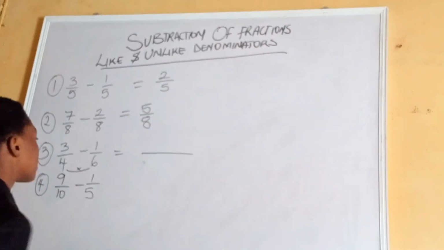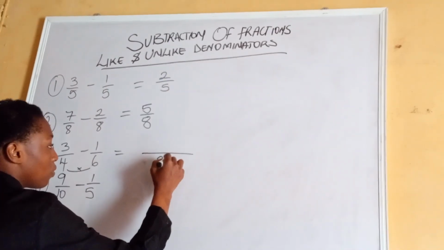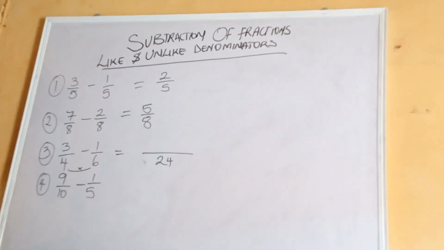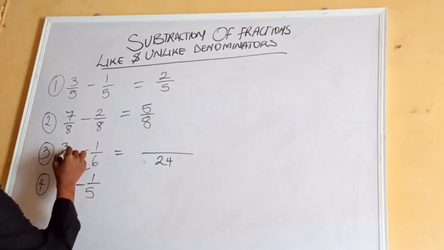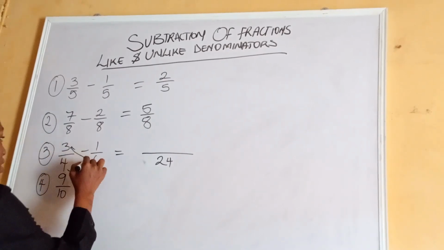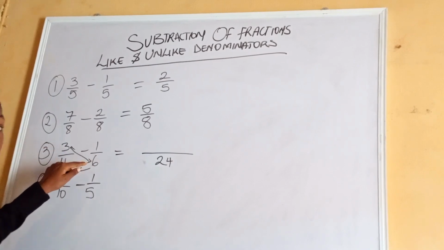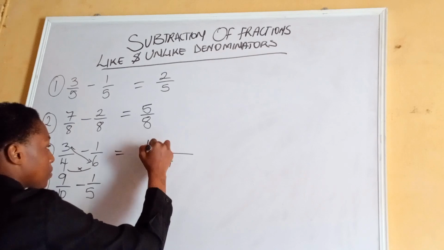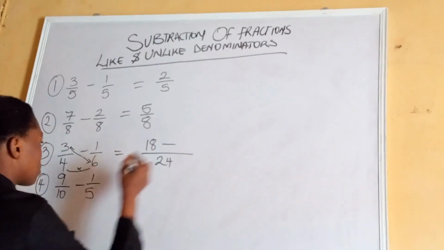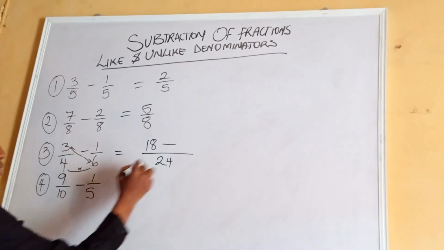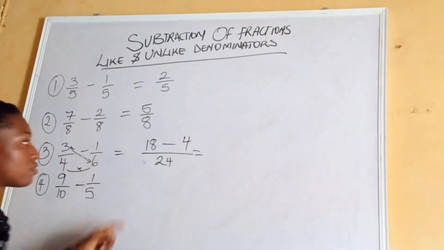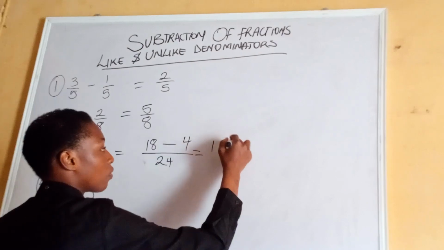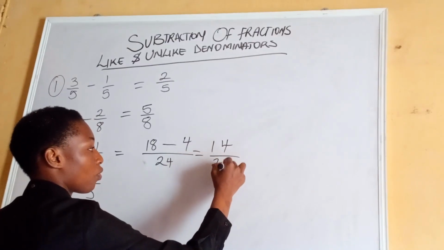So 6 times 4, that's 24. Now you cross multiply. So you are going to multiply this by this. So 6 times 3, that's 18. And then the minus sign, so minus 4 times 1, that's 4. And at the end of the day, you have 18 minus 4, 14 all over 24.